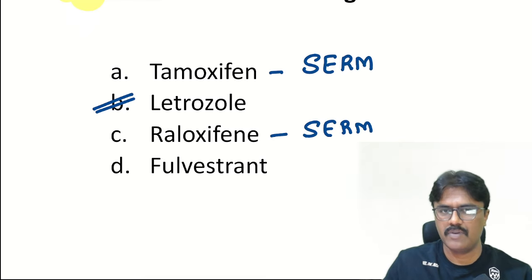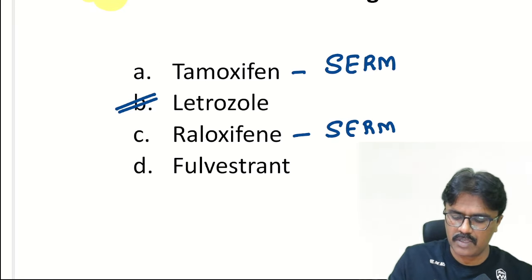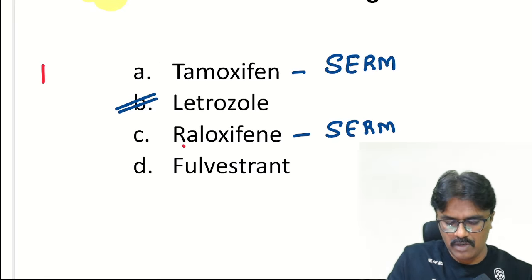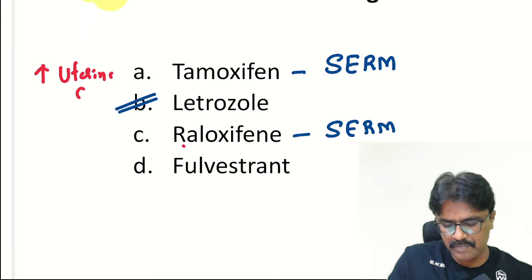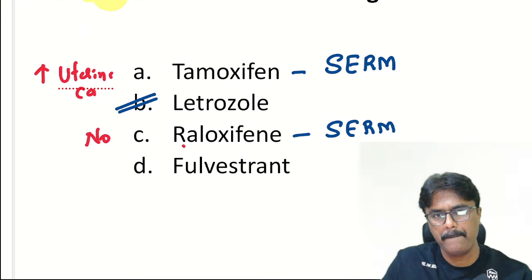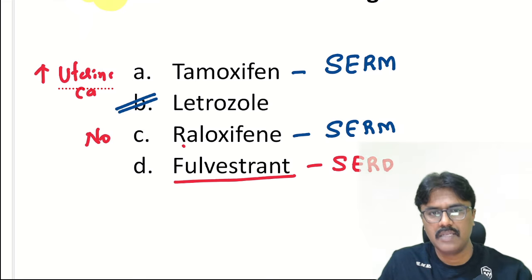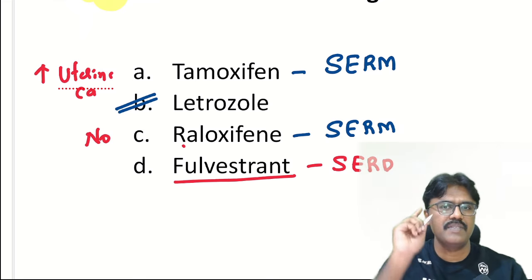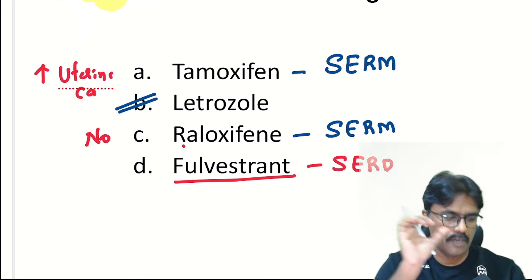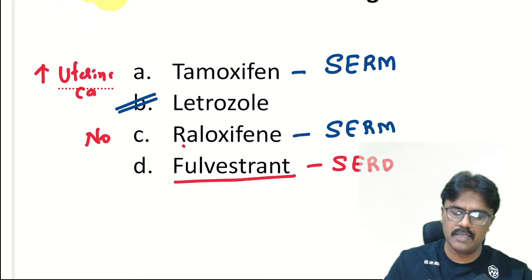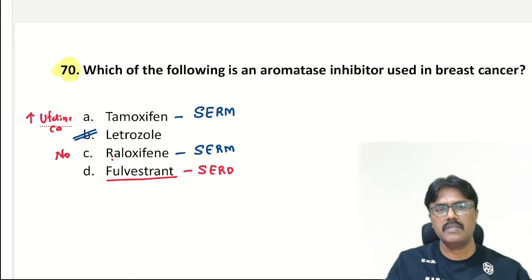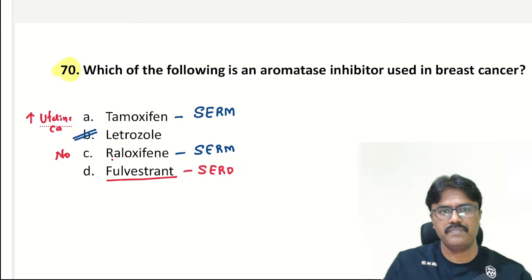Raloxifene is also a SERM. It is used to manage postmenopausal osteoporosis. What is the difference between tamoxifen and raloxifene? Tamoxifen increases the risk of uterine cancer. That risk is not there with raloxifene. Fulvestrant is a SERD used for breast cancer. What is SERD for? Selective estrogen receptor downregulator. So the answer is aromatase inhibitor name is letrozole. Option B.